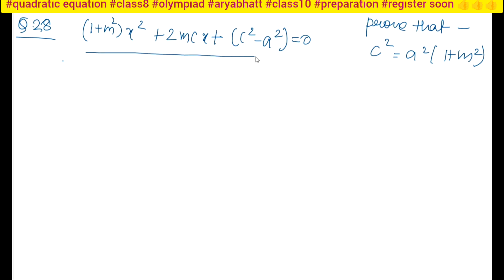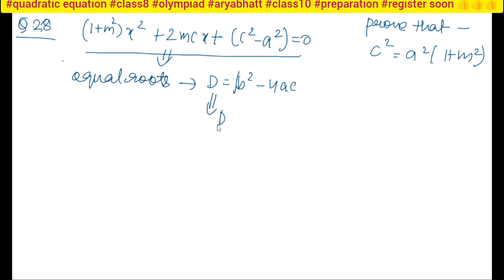I have this quadratic polynomial already, and one more thing is given: they have equal roots. So when I say equal roots, that means the discriminant, b square minus 4ac, is equal to 0. Equal roots directly says that my discriminant is equal to 0. Now when my discriminant is equal to 0, this implies that b is equal to plus minus under root of 4ac.